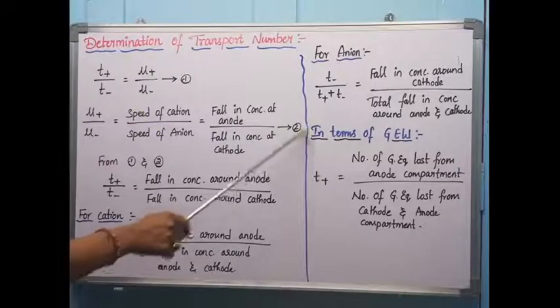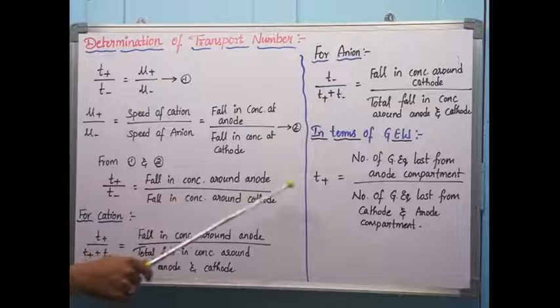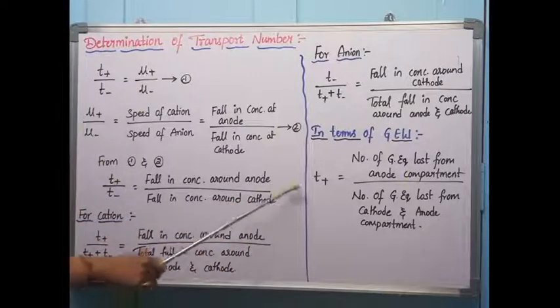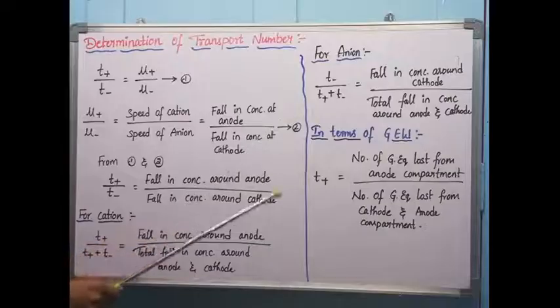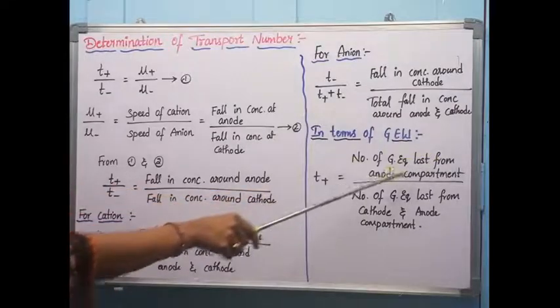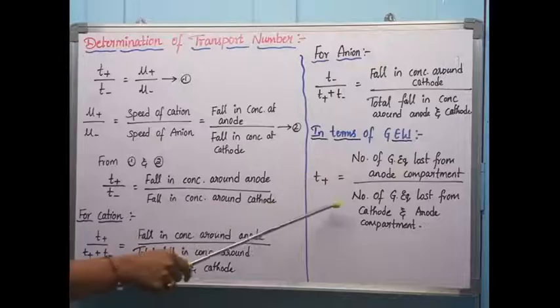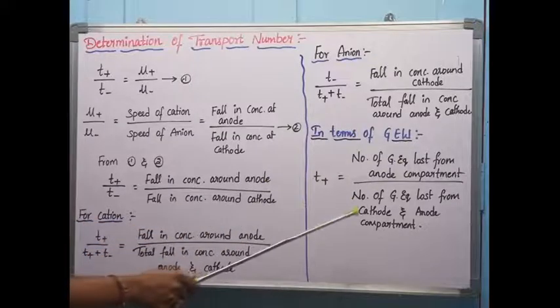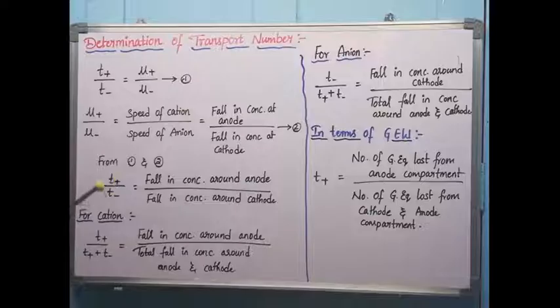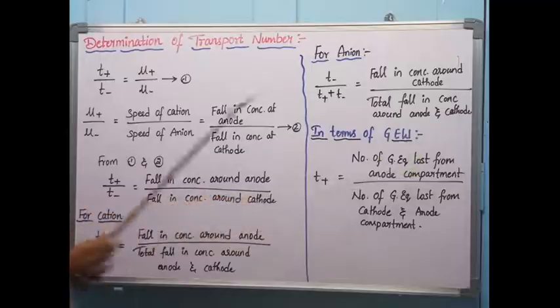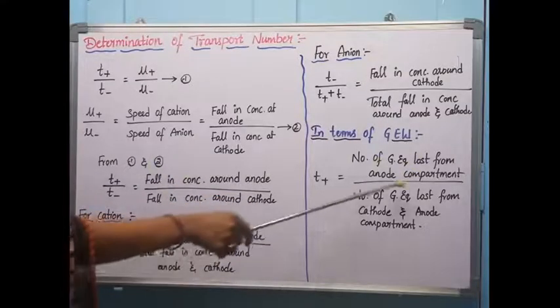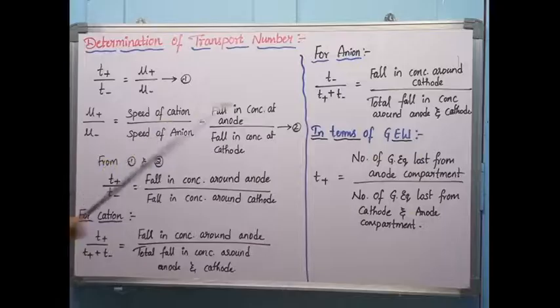In terms of gram equivalent weights, we can calculate the transport number using this formula: T plus equals the number of gram equivalents lost from the anode compartment divided by the total number of gram equivalents lost from both the cathode and anode compartments. The total fall in concentration around the anode is the gram equivalents lost from the anode compartment, and the total fall in concentration is the number of gram equivalents lost from the anode and cathode compartments. In this way we can calculate the transport number using these formulas. Thank you so much for watching.